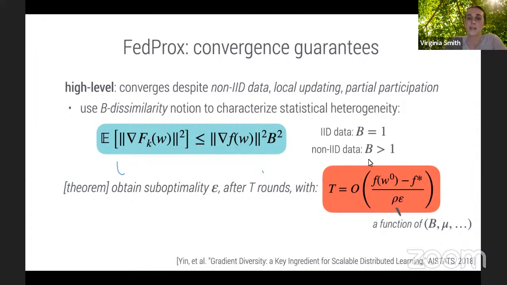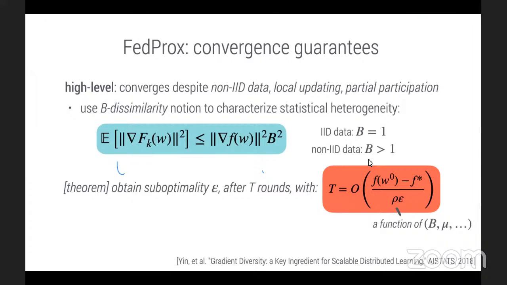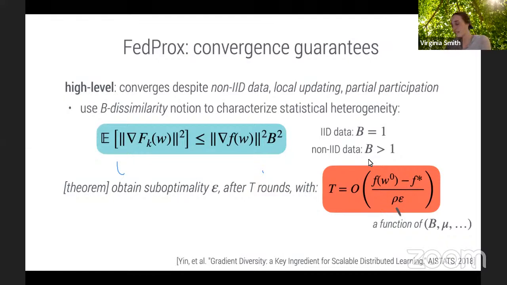Virginia, hi, I had a question about this equation. Does this imply that all the clients have the minima at the same point? Yeah, that's a great question. No, it does not necessarily. I'm not writing out the full assumption here, but we're only assuming that this is basically bounded and that this holds within some ball of the optimal solution.